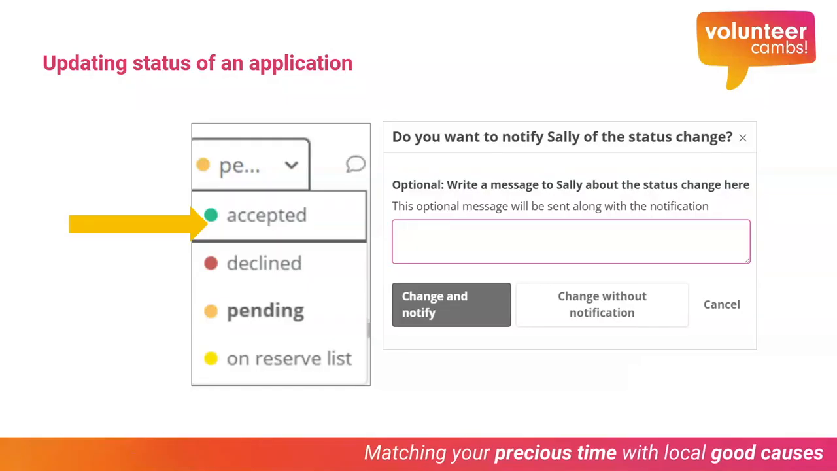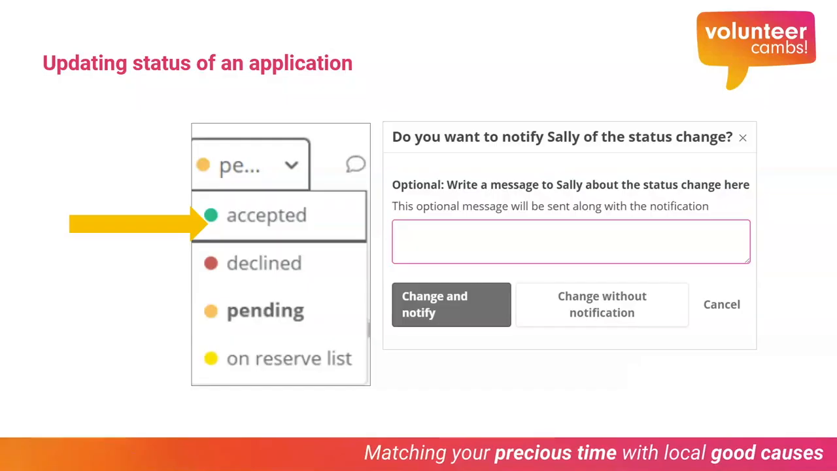This is also relevant when you have had an inquiry and then you decide not to move ahead with that person's recruitment. It might be that they weren't suitable for the role and you can, in that case, select declined. And again, if you select declined, the pop-up will appear and you can click change without notification so that that volunteer doesn't receive a message saying they've been declined via the website. Hopefully you can do that over the phone or email or however you've been communicating.